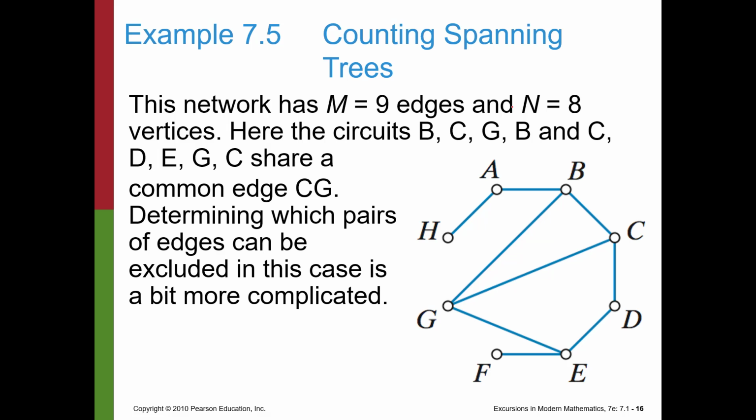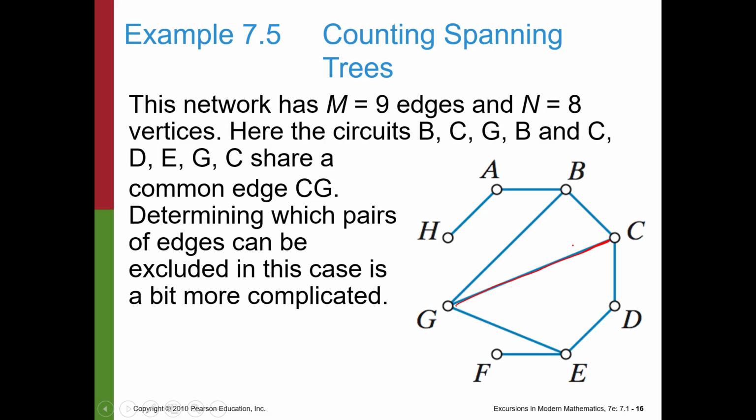So something a little bit more complicated. This network has m equals 9 edges and n equals 8 vertices. So again, our redundancy is again 2. What is different about this and the previous example is that our circuits here actually share an edge in common. So here, the circuits B, C, G, B, and C, D, E, G share a common edge, C, G. So they both share this edge right here, CG.